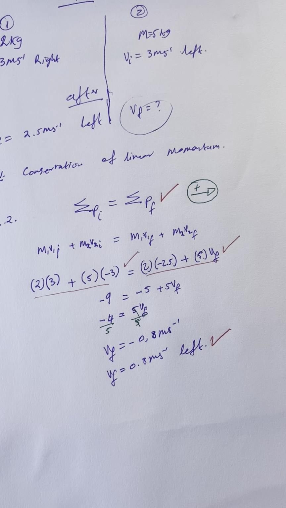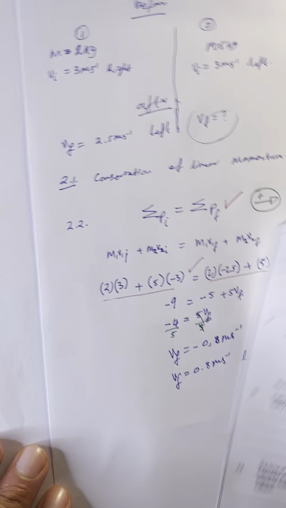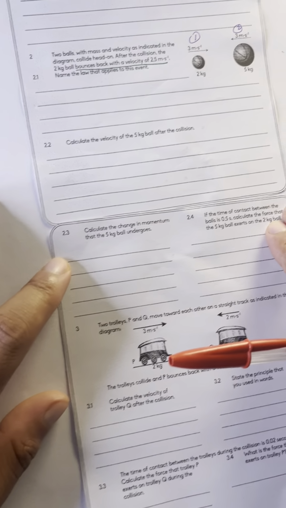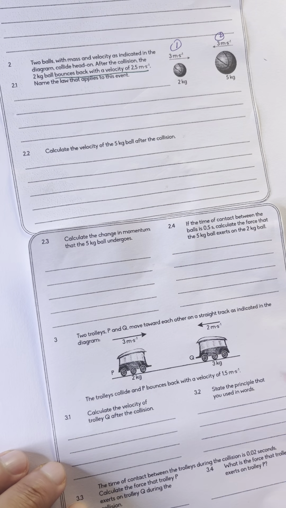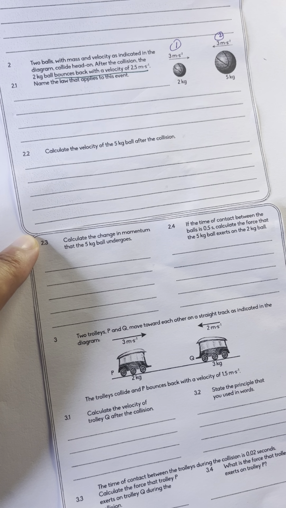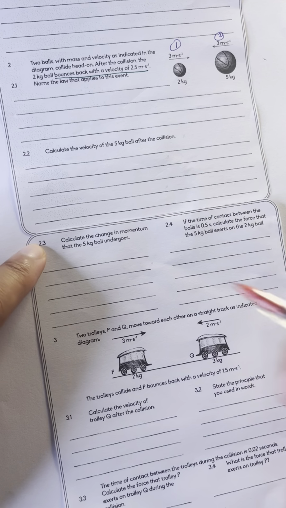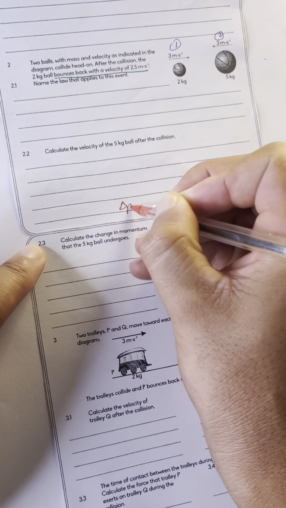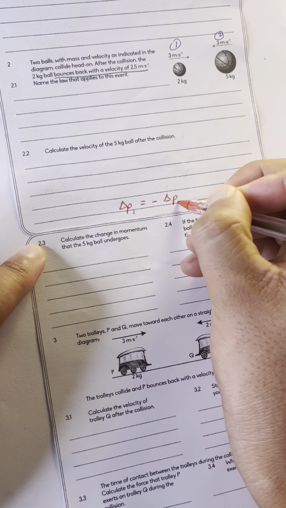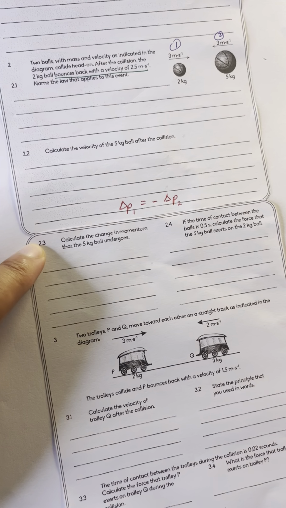Yes, there's still more. There are 2 more questions, a continuation of this, 2.3 and 2.4. So 2.3 says calculate the change in momentum that the 5 kilogram ball undergoes. The change in momentum for the 2 objects, let me just clarify that. Change in momentum for object 1 equals minus change in momentum for object 2. So the change in momentum is the same, just different in sign.